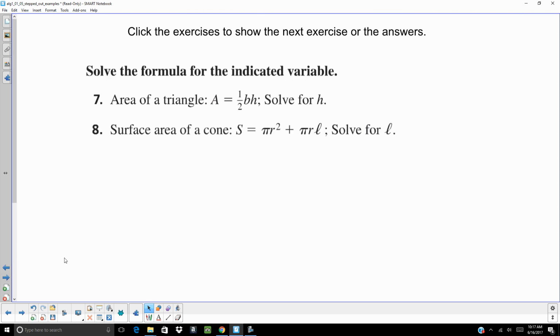All right, the area of a triangle, we want to solve for H. So we're going to start with area equals 1/2 base times height. And that H is what we're solving for. I'm going to kind of highlight that. A lot of times I'll just highlight it mentally in my head. And I want to get rid of that 1/2, and I want to get rid of that B. Well, to get rid of that 1/2, I'm going to multiply by the reciprocal, which is 2.